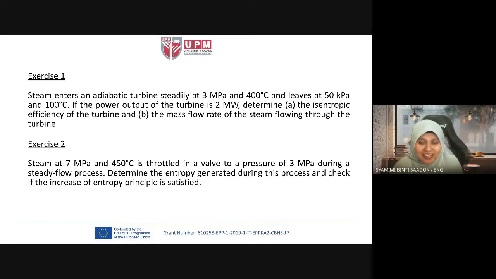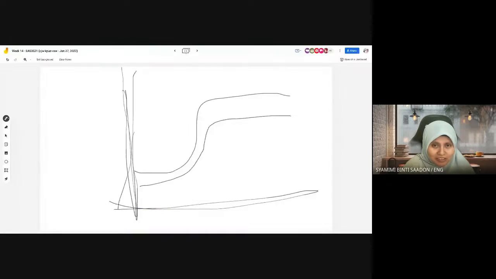Okay, what is this? So your TS diagram, and okay, sekejap, saya tunjuk. Okay, so this is your TS diagram and the expansion process.